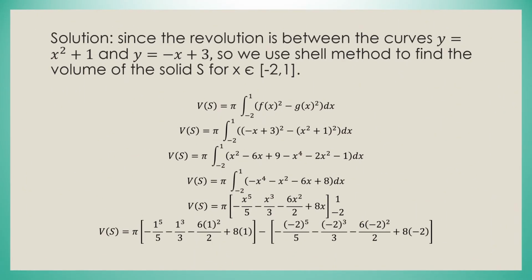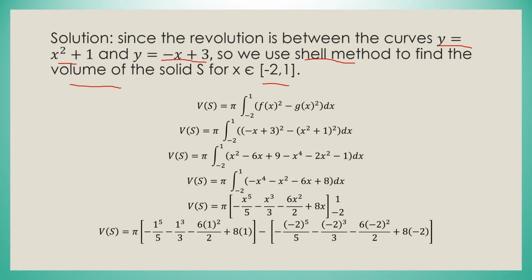To start, since the revolution is between the curves y equals x squared plus 1 and y equals negative x plus 3, we use the shell method to find the volume of the solid S for x in the interval negative 2 to 1. So in this problem, we are going to apply the shell method in order to get the volume of the solid.